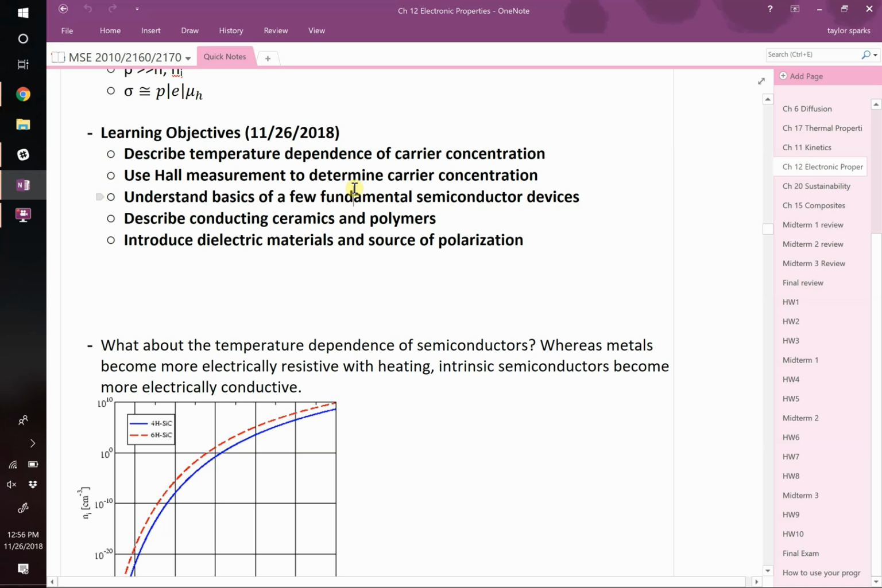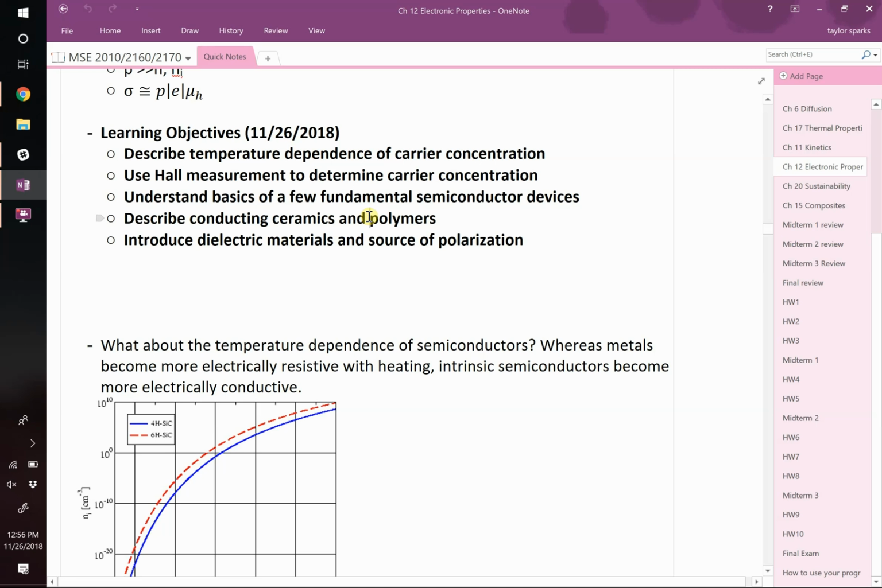We're going to dive into at least a qualitative explanation of how a whole bunch of different semiconductor devices work. Things like MOSFETs, transistors, PN junctions, things you've probably heard at least mentioned before. We're going to try and qualitatively describe what's happening with our, albeit limited, understanding of band diagrams. We can actually explain most of what's going on.